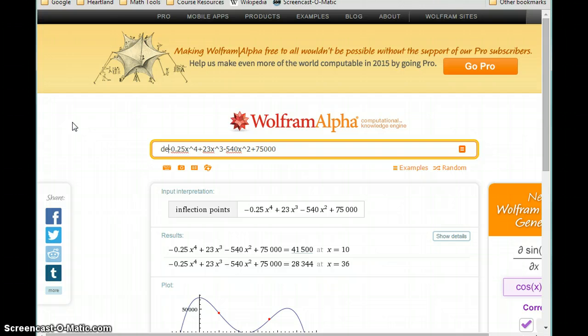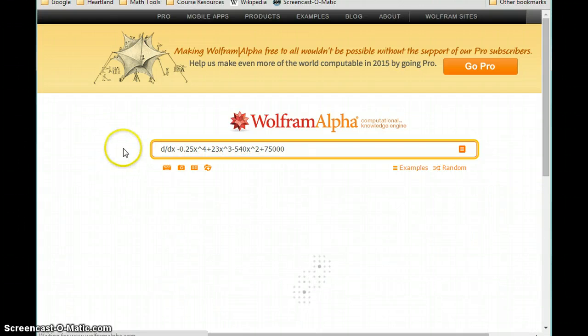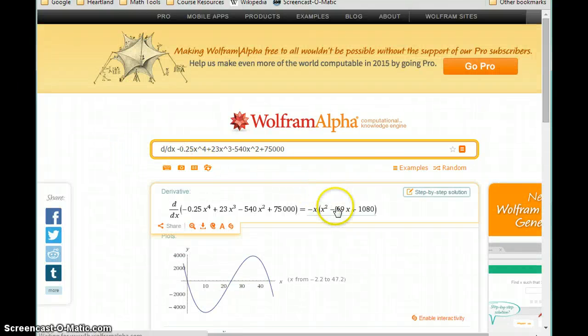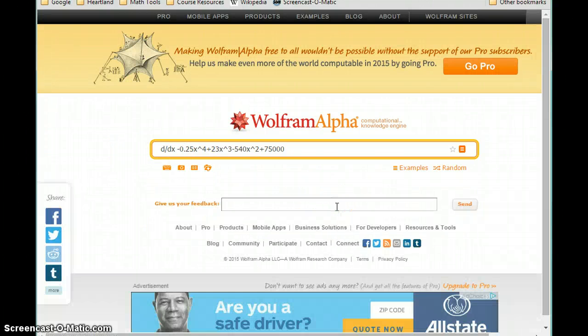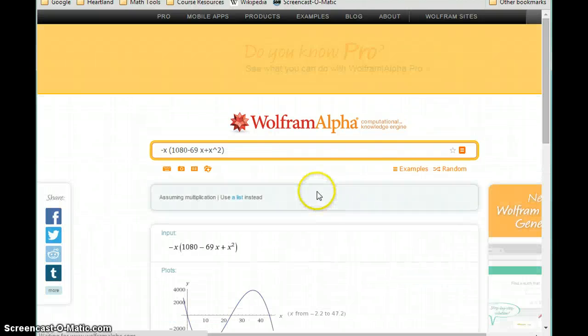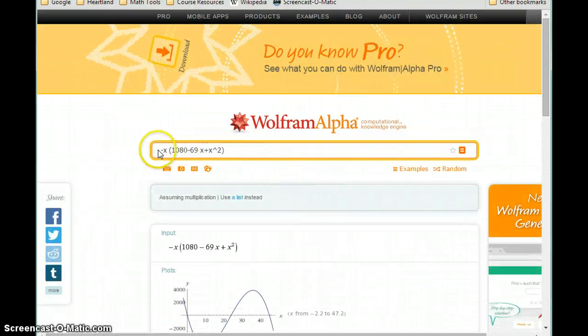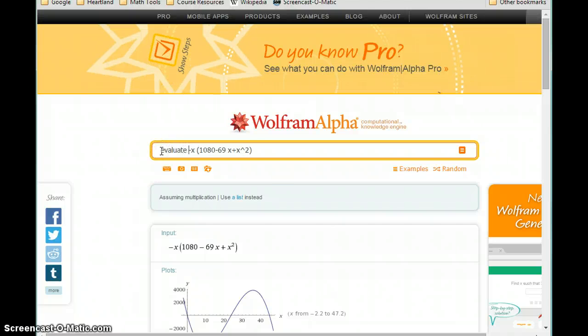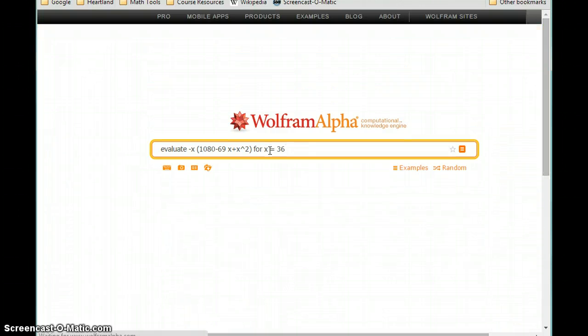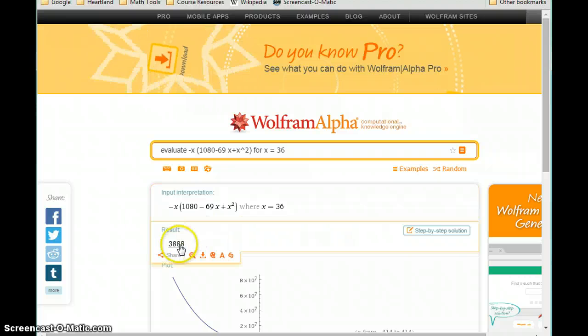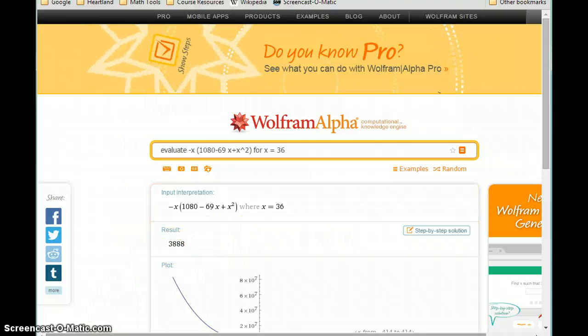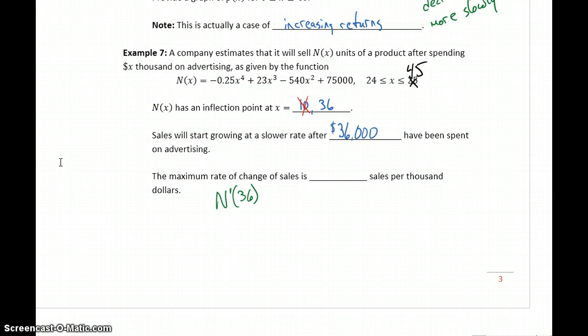The first thing we need to do is find the derivative of this given function. And then evaluate the derivative for x equals, in this case, 36, that point of diminishing returns. And we get a result of 3,888. So the maximum rate of change of sales is 3,888.